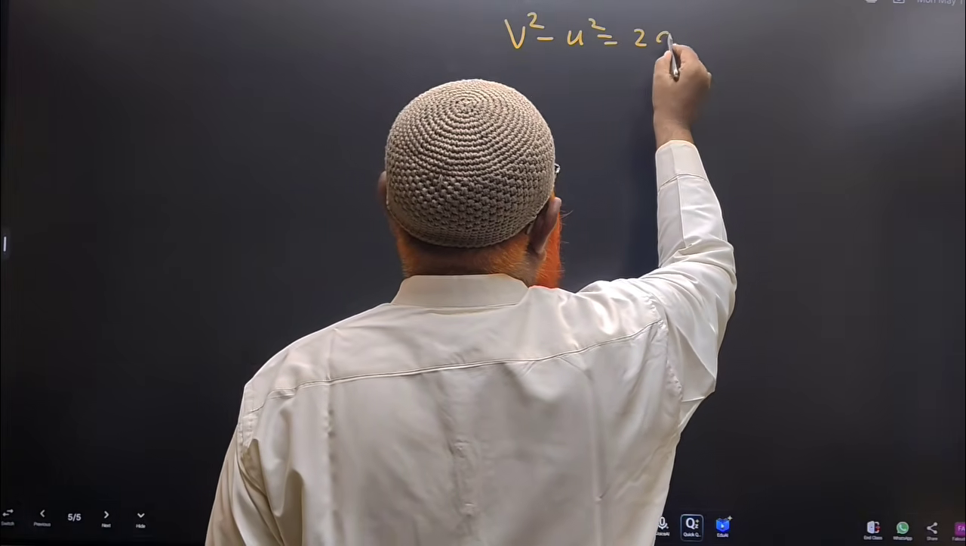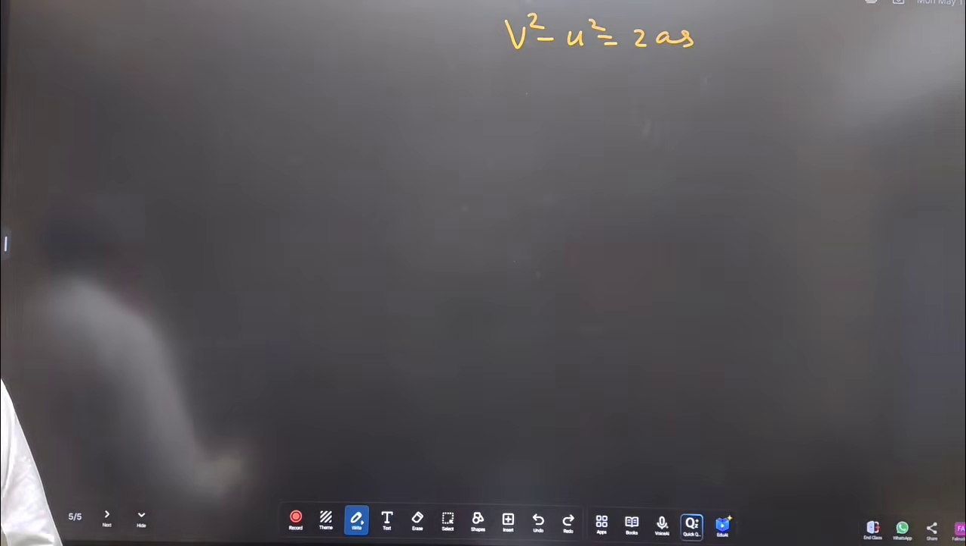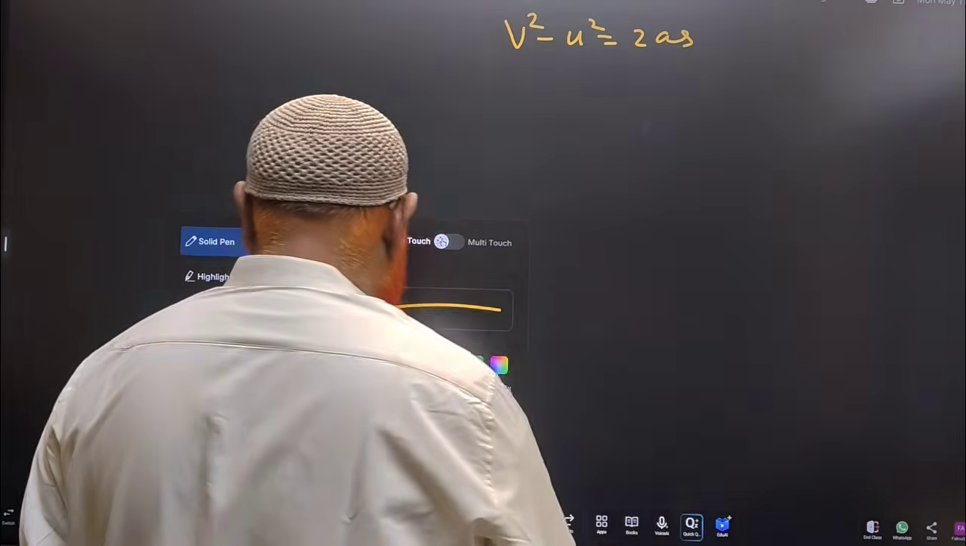v square minus u square is equal to 2as. You have to derive the third equation of motion. Let us take one situation first of all. Situational derivation and graphical derivations are completely different. So what is a situational derivation? Let us see here now.